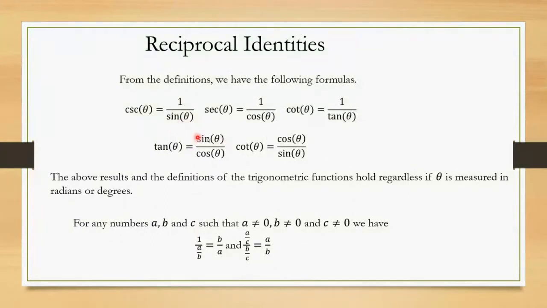We also have these identities here. These can also be proved algebraically, directly from the definitions. And also with these definitions, I wrote it here, these hold regardless whether theta is in degrees or radians. Doesn't make a difference. Theta is in radians or degrees, these definitions hold.